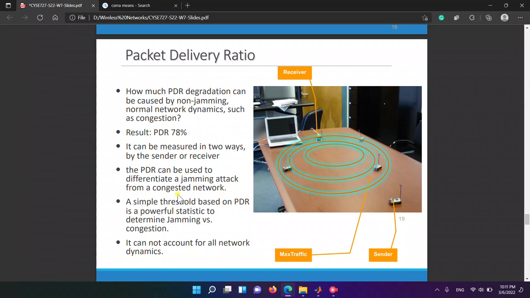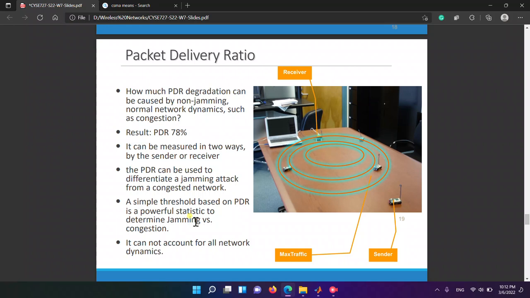Okay, so if we have a congested network, the packets sent will be low, and hence the packet delivery ratio will be higher. Thus, if we have a jammer, the packets sent will be high, but the packet delivery ratio will be low. Yani, they're kind of like opposites. A simple threshold based on PDR is a powerful statistic to determine jamming versus congestion.